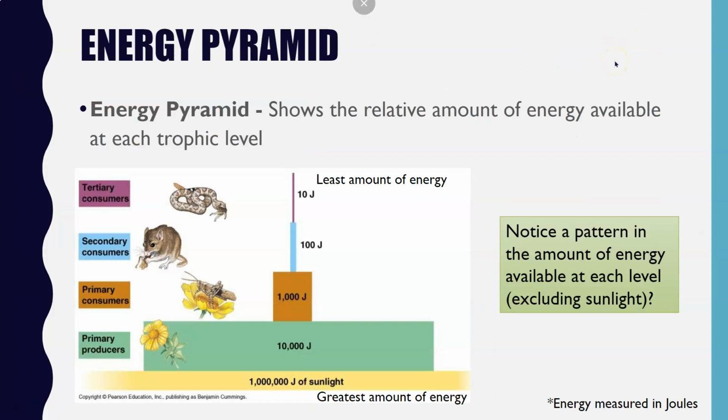So let's talk about energy pyramids real quick. This shows the relative amount of energy available at each trophic level. Your largest amount of energy is going to be with your producers, and then it's going to just start decreasing, with the least amount of energy at the top of the pyramid. Okay? So you see the amount of energy decreasing as you move up the pyramid.